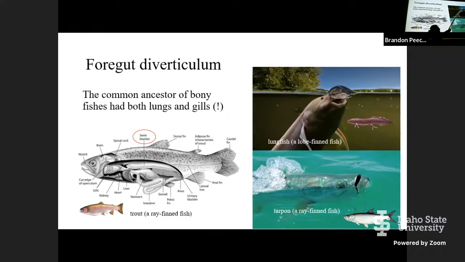This is a lobefin fish. We'll talk about them late next week. A lung fish. Lung fishes are closer to you than they are to any other kind of fish. They absolutely are called lung fishes because all they do is go up there and take some air and breathe.